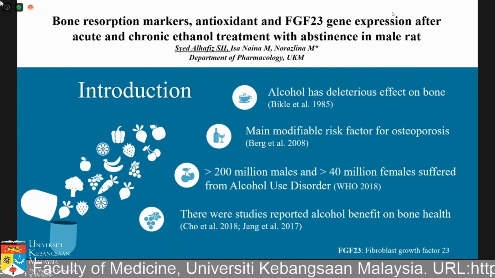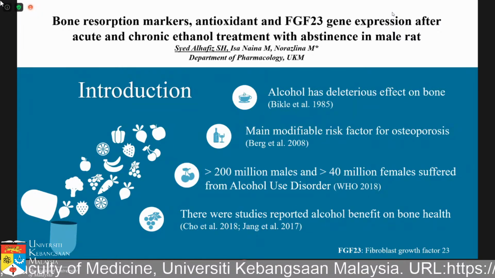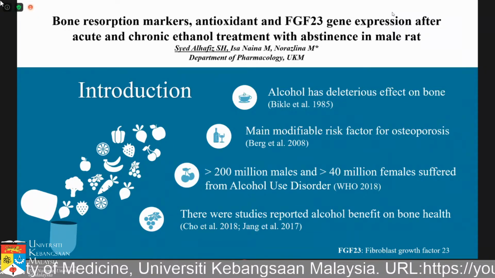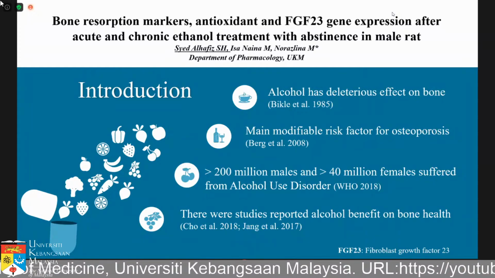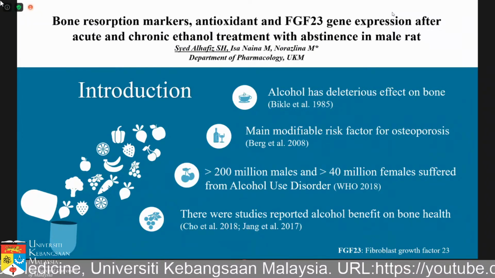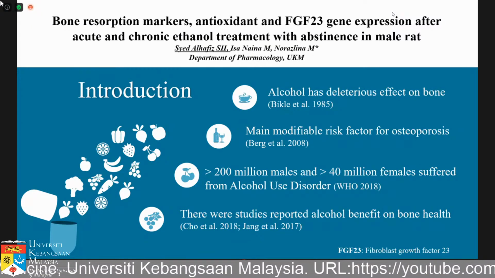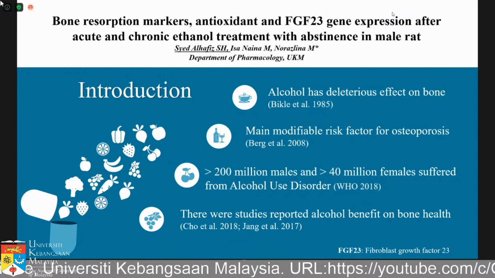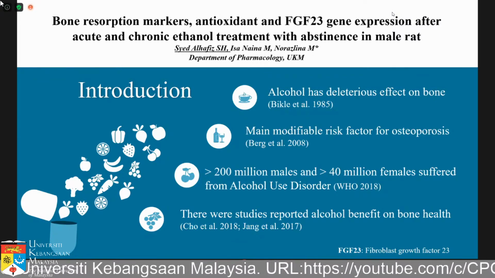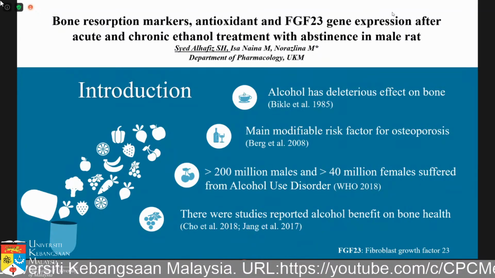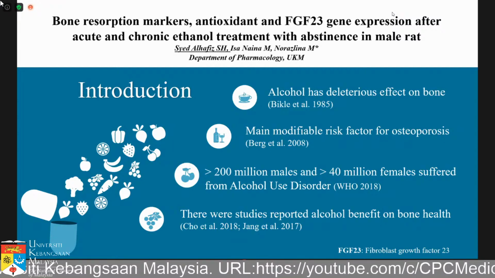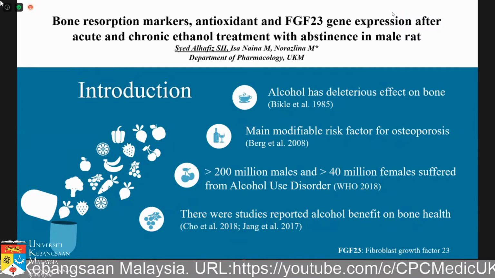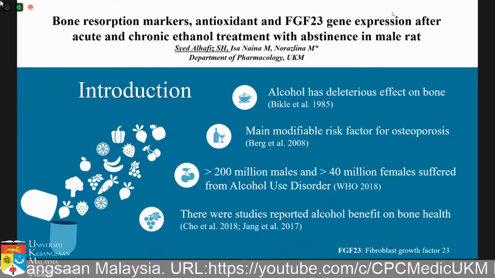And even though a lot of negative impact has been reported between ethanol and bone, there are also several studies reporting the benefit of alcohol on bone. For example, Ko et al. and Zhang et al. in 2007 published a report and demonstrated that alcohol intake can potentially increase bone density in those who consume alcohol.